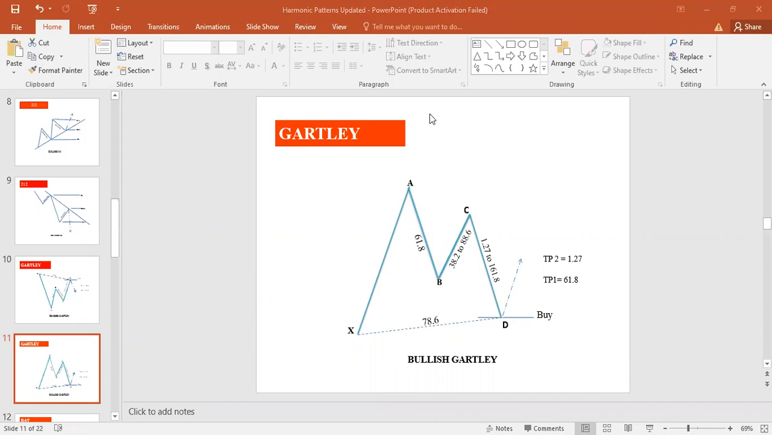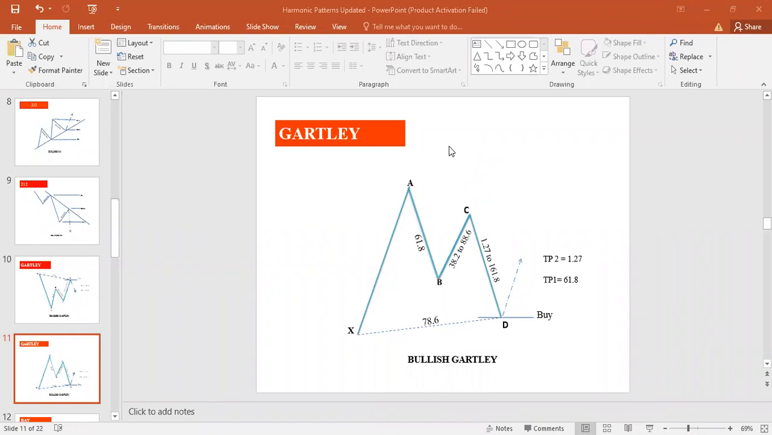Now you can see if I draw from B to C, D is an extension, not a retracement, because D is longer than B to C. That is why it is now giving you 1.27 or 1.618. So that's exactly what we are seeing there.